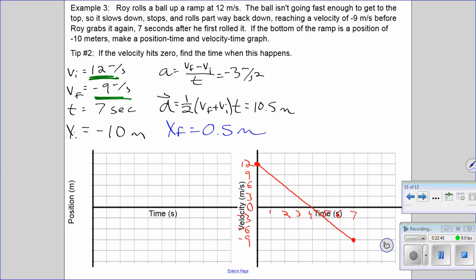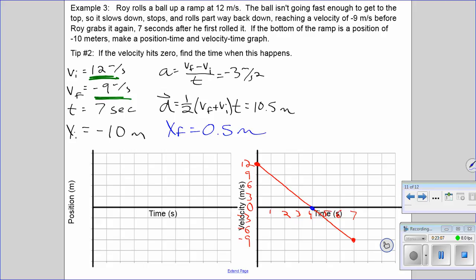Good. That's when the velocity is 0, right? Look, before 4 seconds, my velocity is positive, right? That means it's going uphill. After 4 seconds, the velocity is negative. That means it's going downhill. So this point right here, 4 seconds, is the important point. That tells me when we're turning around, right?